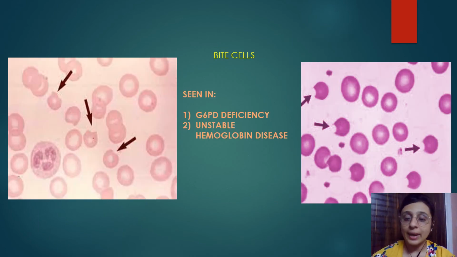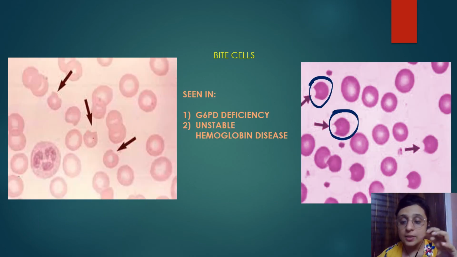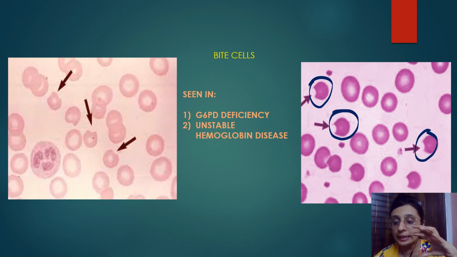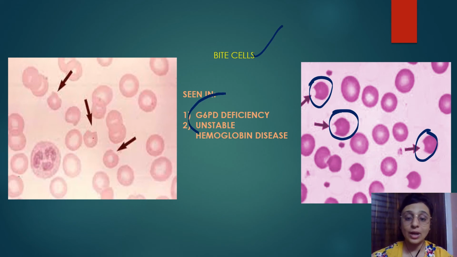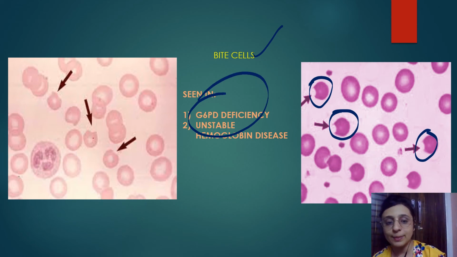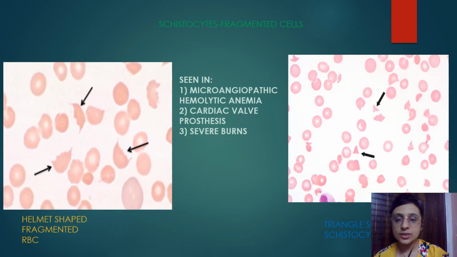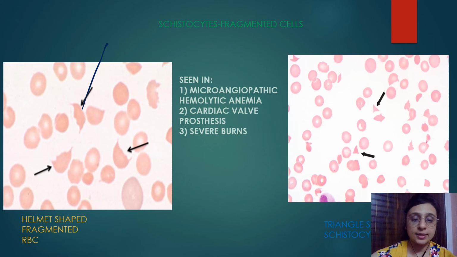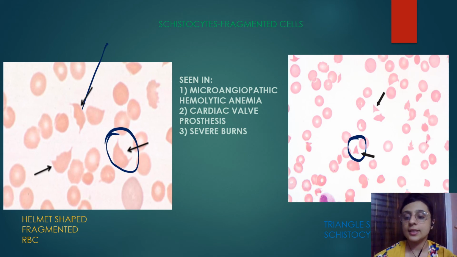Next, bite cells. Bite cells, can you see as if something is bitten off very neatly, like a clear bitten off part of an RBC. These are called as bite cells. These are seen in G6PD deficiency and unstable hemoglobin disease. But you have to remember G6PD deficiency bite cells. Right? Next, schistocytes are fragmented cells. They can be fragmented in the form of helmet shape or these triangle shape fragmented RBC seen in microangiopathic hemolytic anemia, cardiac wall processes and severe burns.